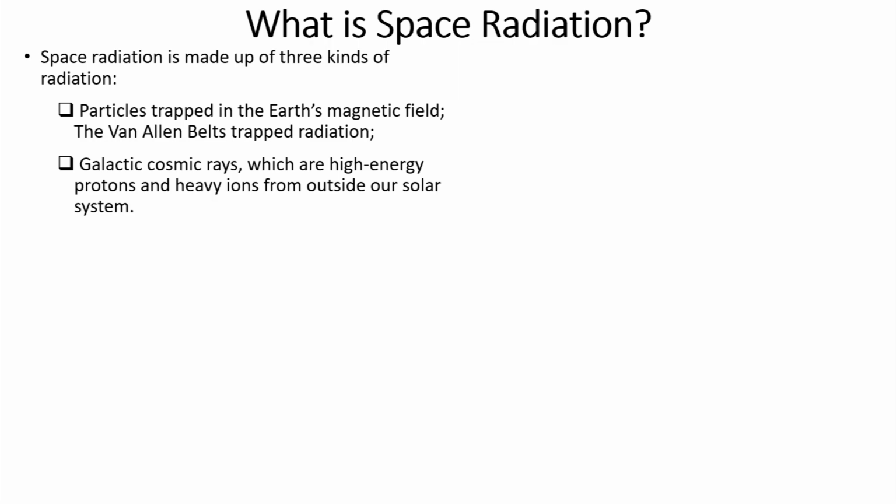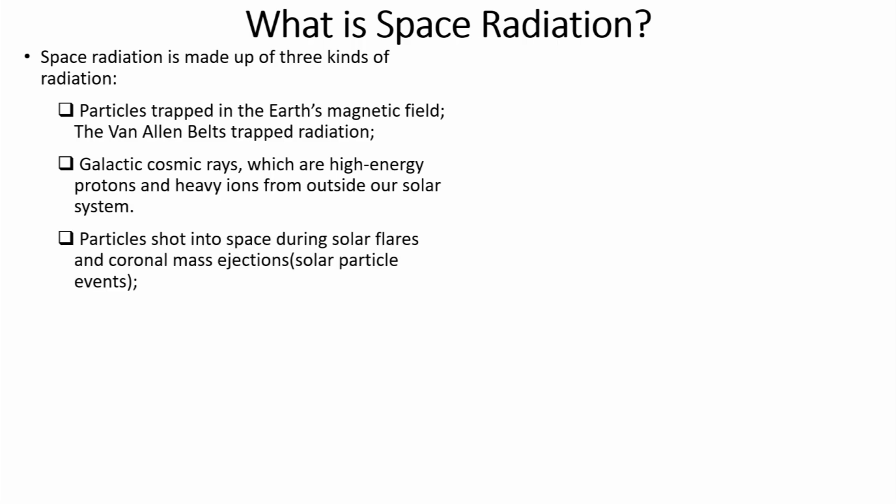Then the second source is galactic cosmic rays. The galactic cosmic rays are very high energy protons and heavy ions, and these are from outside our solar system. We will discuss in the subsequent slide where the galactic cosmic rays are produced and how they couple to our Earth space.